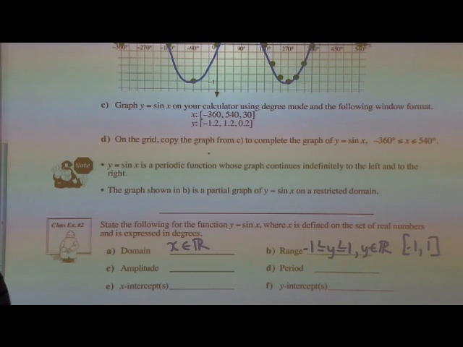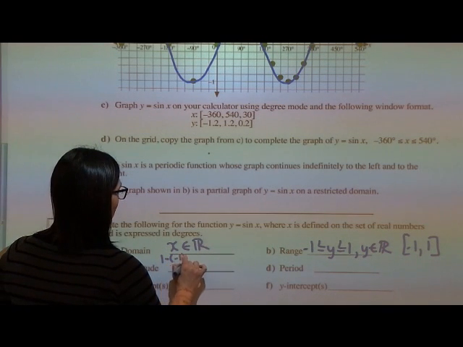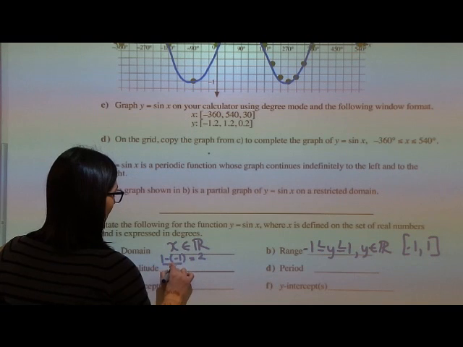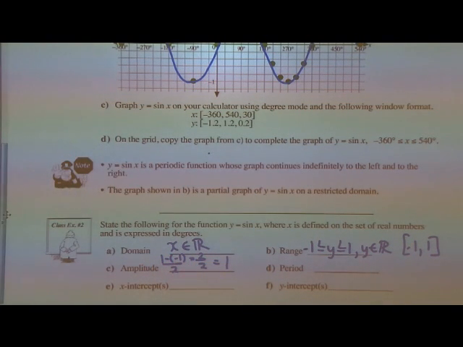Then I have that amplitude. Remember we said the amplitude is the max minus the min. 1 minus negative 1, which is 2. And I take half of that, and I get an amplitude of 1.